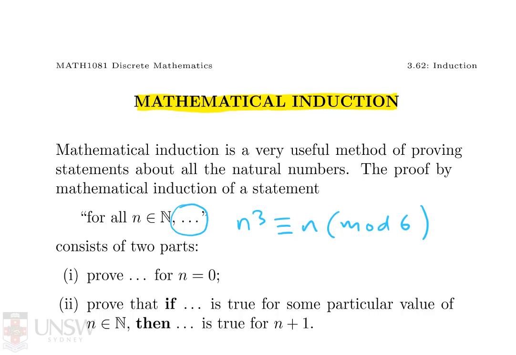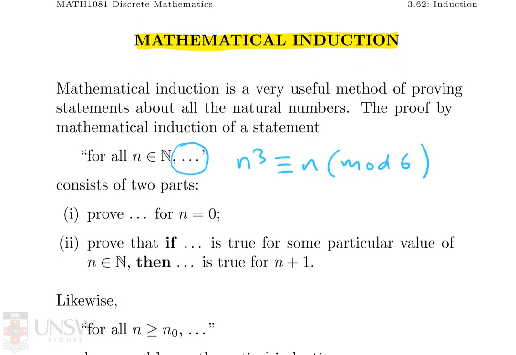And the way we prove that by mathematical induction is the following. First of all, whatever statement we have here, we prove it's true when n equals 0. Secondly, we prove that if the statement is true for some particular value of n, then it's also true for the next value, n plus 1.